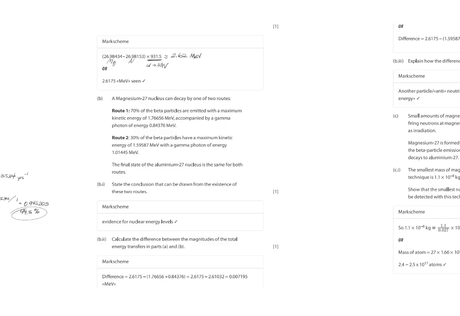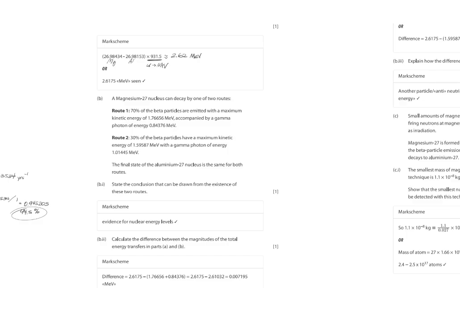And B talks about how some of the beta particles have an energy of 1.76 megaelectron volts, and that's most of them, but some of them have a lower amount of energy, and then both are accompanied by gamma photons of different energies. And it says the final state is the same for both routes. State the conclusion that can be drawn from the existence of these routes.